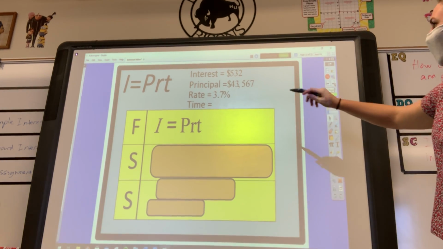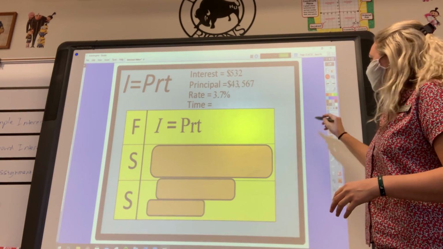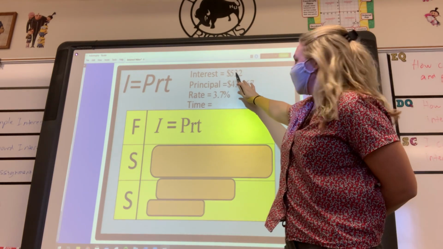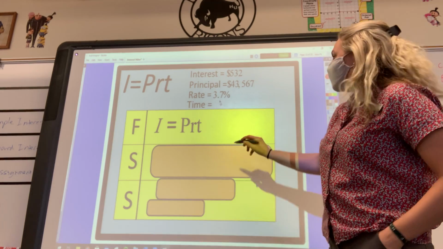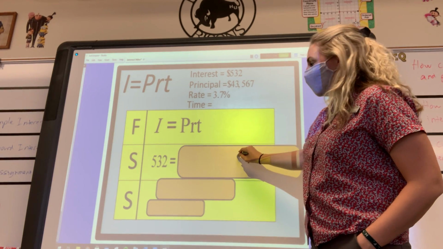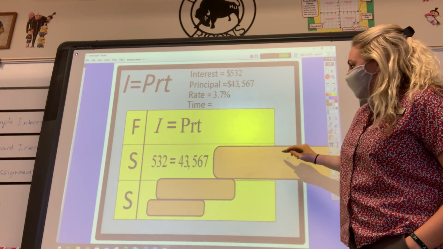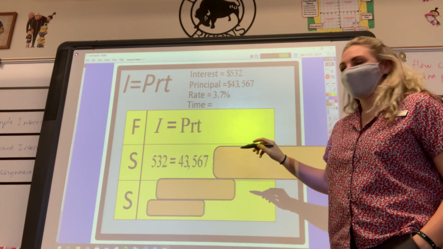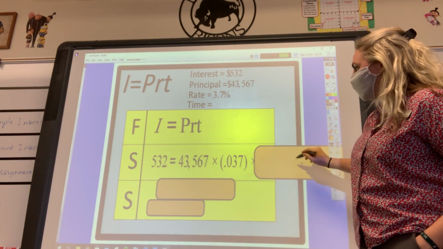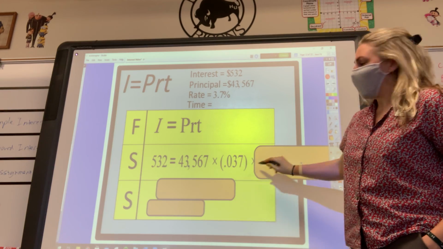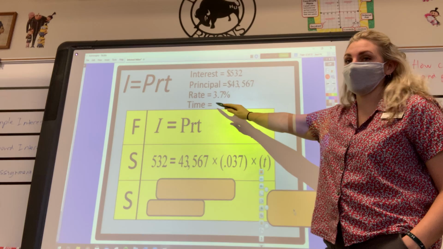All right, so we've done two where we were given different amounts, and this time we're given an interest, a principal, a rate, and we're looking for a time. So as we plug those in, it will be 532 for interest, 43,567 for our principal amount. Our rate is going to be that 0.037, and then we're going to be left with a T because that is our unknown that we're looking for here.